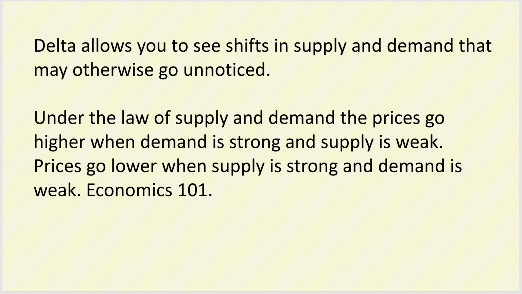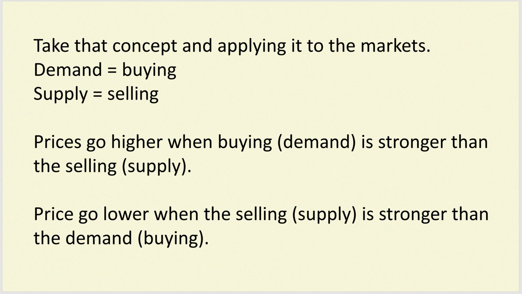And it's the same thing with supply and demand. Prices go up when demand is strong and supply is weak. Prices go lower when supply is strong and demand is weak. Now, take that concept and apply it to the markets. What is demand? Demand is buying. People are buying something, they're demanding it. So they're standing there, take my money, basically. I want this item, take my money. Supply is basically selling. There's people that have a lot of supply of something, a lot of Beanie Babies or something like that, and they've got to sell it. They can't buy any more until they sell the Beanie Babies that they have.